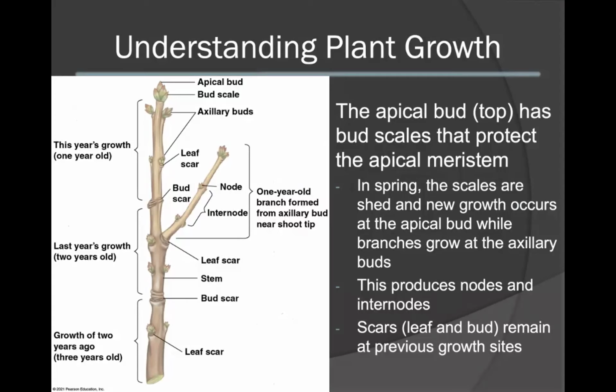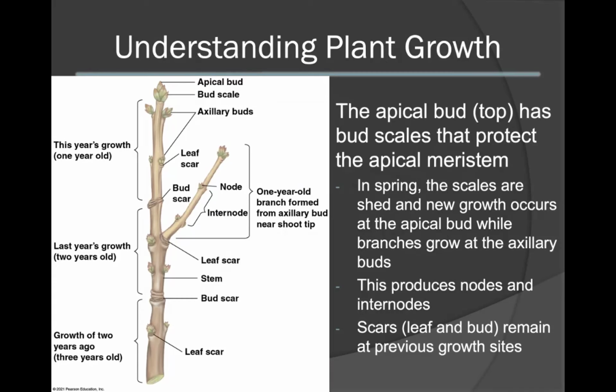The apical bud refers to the apical meristem that is located at the very top of the plant. This is responsible for the vertical growth. The apical bud will have bud scales that help to protect the important meristem, or the group of undifferentiated cells. During the spring, these scales are shed and allow for new growth to occur.